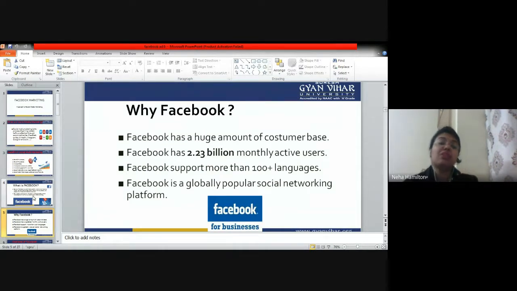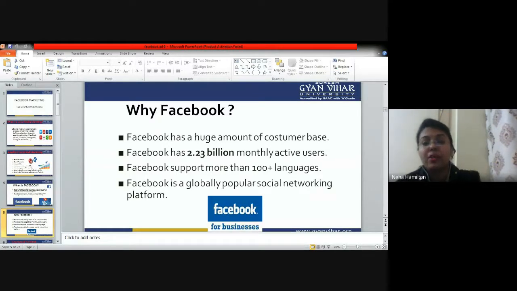We have billions and millions of people who are using Facebook. Facebook supports more than 100 languages. Another important advantage of Facebook is that there are a lot of language options. If you go to South India, people over there do not understand Hindi or English, right? They only understand their own language, their own mother tongue. So Facebook is available in Tamil, Telugu, and all the north.